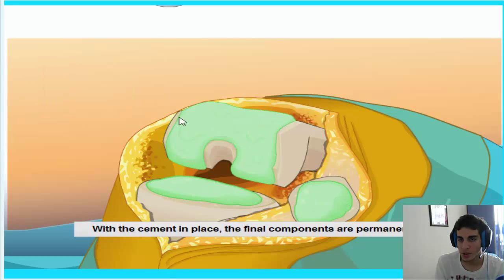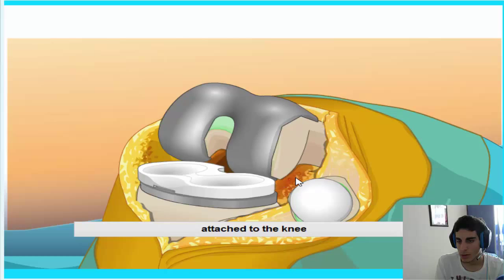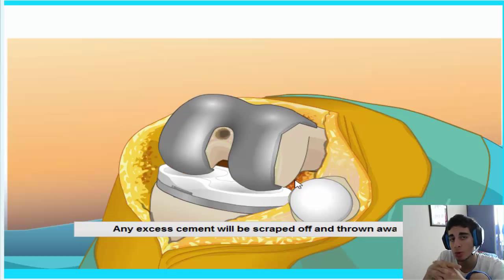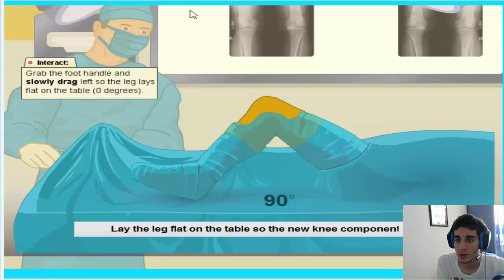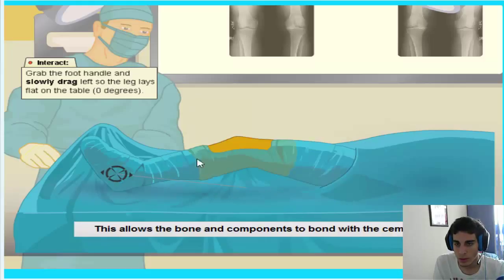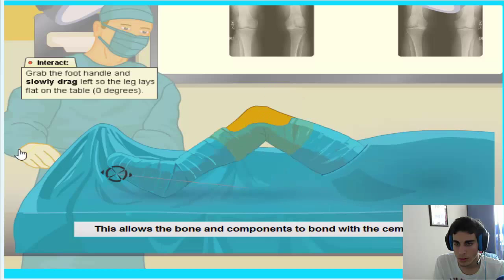With the cement in place, the final components are permanently attached to the knee. Any excess cement will be scraped off and thrown away. Lay the leg flat on the table so the new knee components put pressure on each other. This allows the bone and components to bond with the cement.